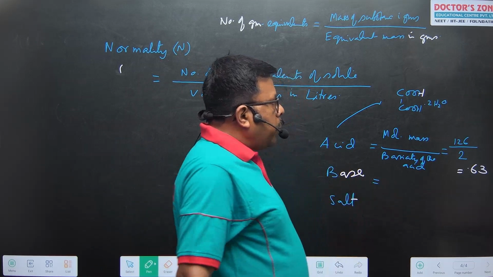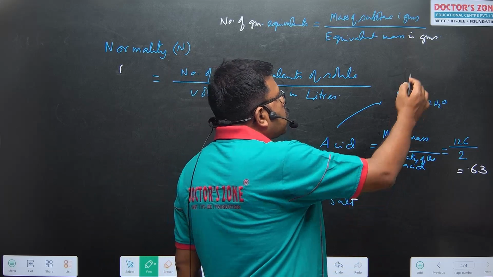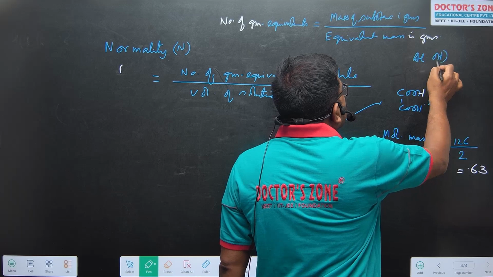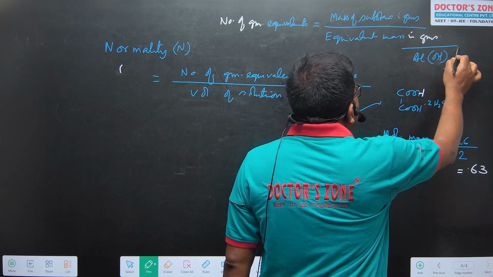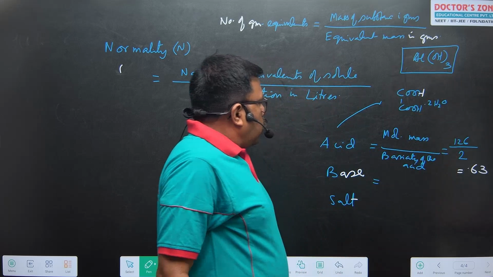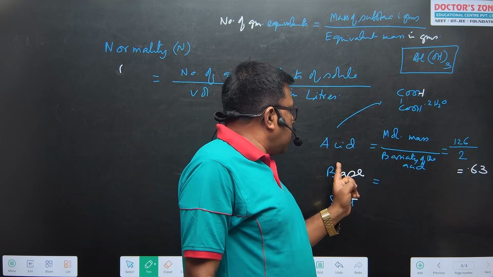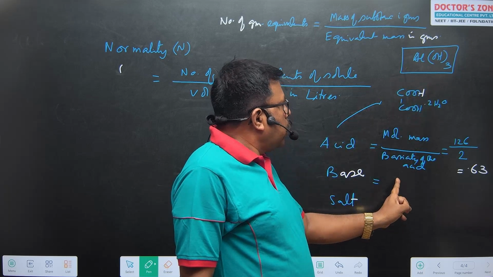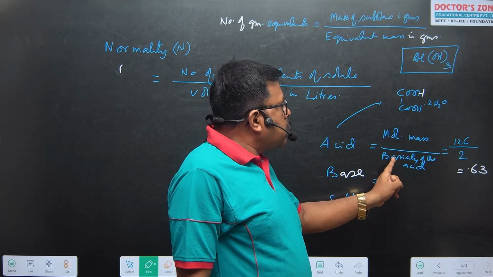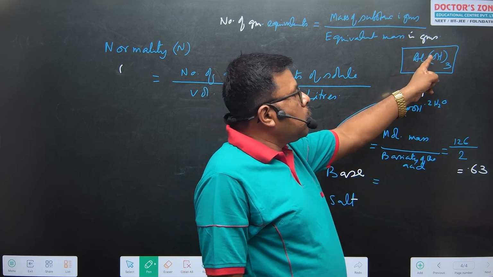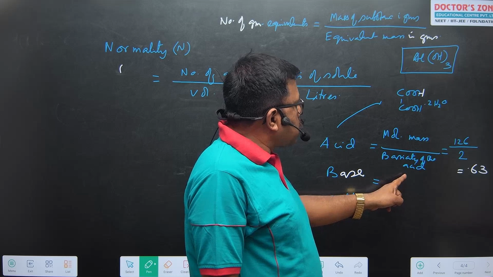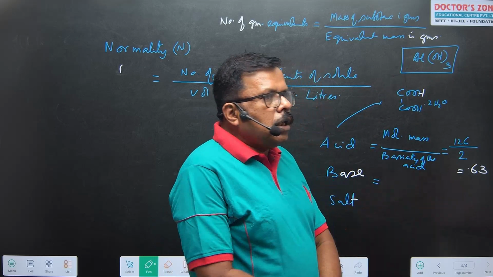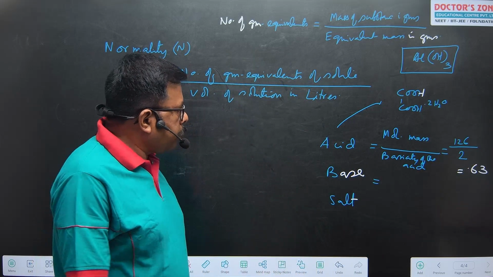Suppose in case of a base, suppose we talk about this base, aluminum hydroxide. This is a base. So aluminum hydroxide, which is a base, its equivalent mass will be molecular mass divided by the acidity of this base. Here there are 3 OH, so we have to divide the molecular mass by 3. Then we get the equivalent mass.